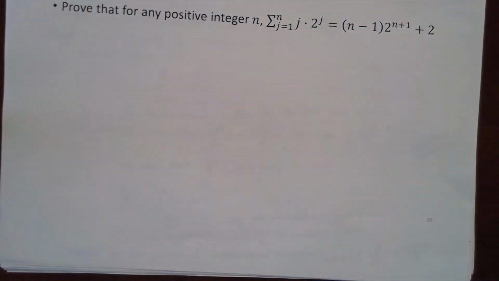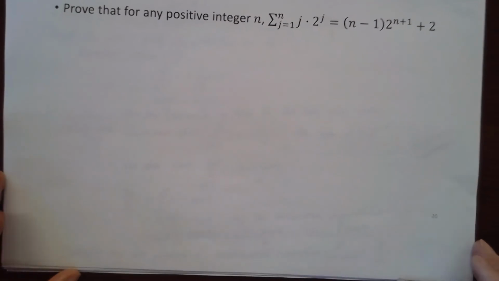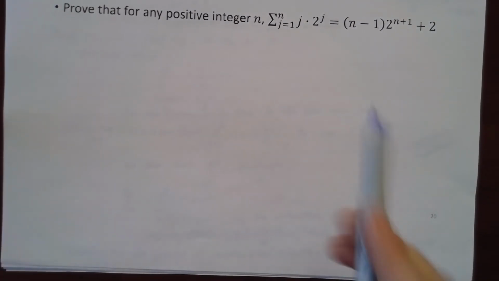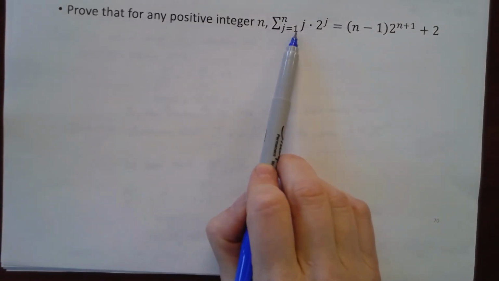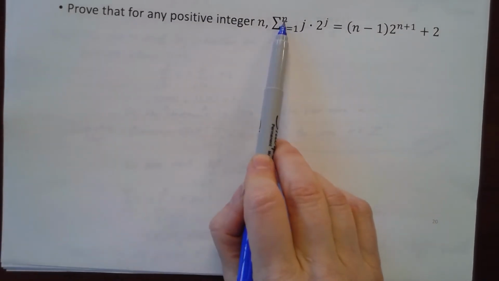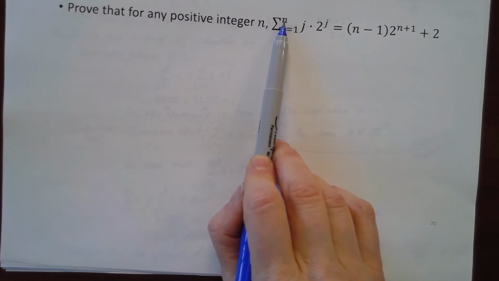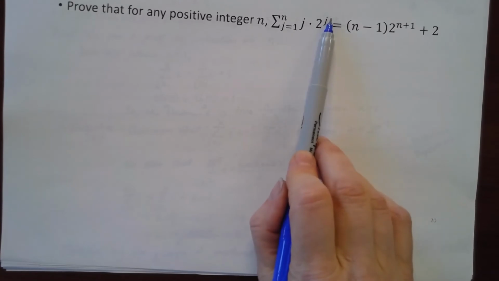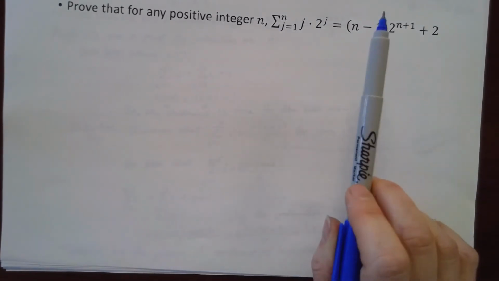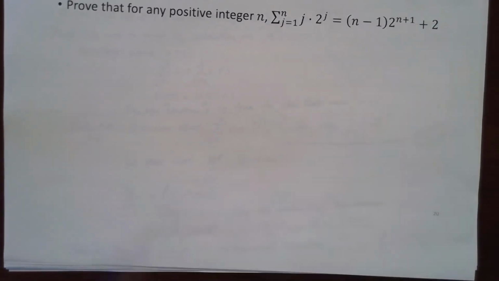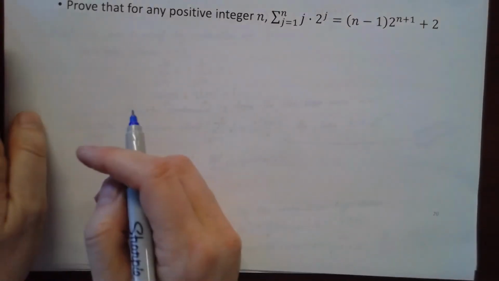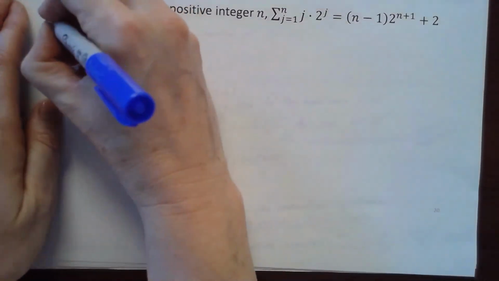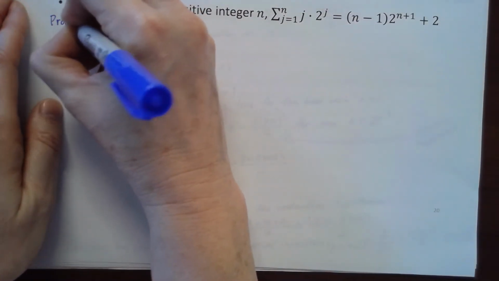All right, we've kind of got it down now. Let's try again. Once again, I've got a closed form. For any positive integer n, if I start j at the index of 1 and go up to any positive integer n of j times 2 to the j, I'm always going to get n minus 1 times 2 to the n plus 1, plus 2. Wouldn't you like to meet the person that figured that out? But we're going to prove it.